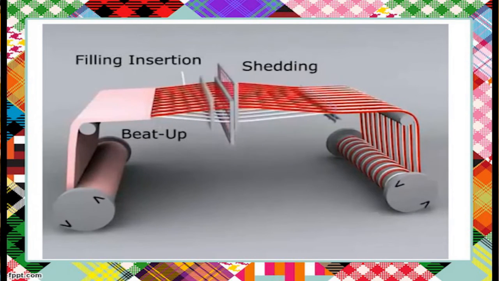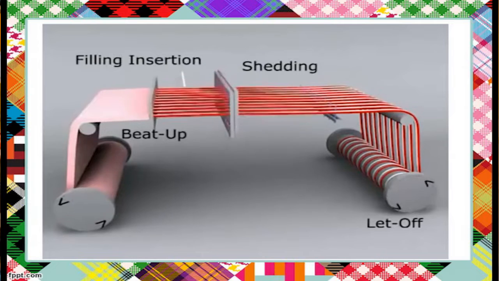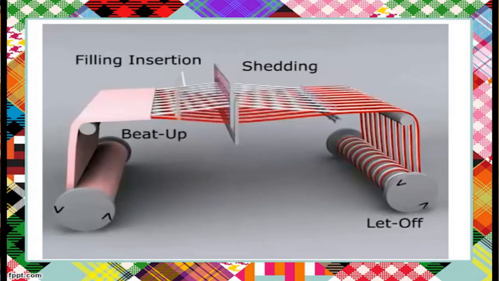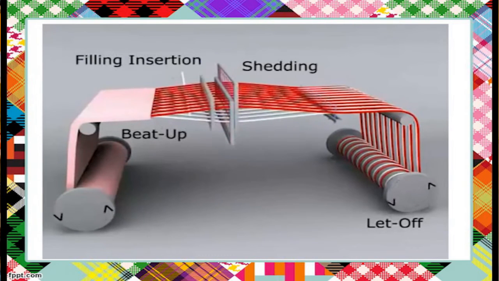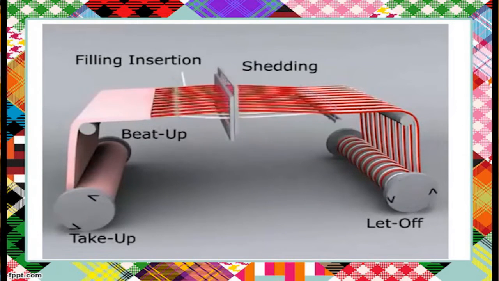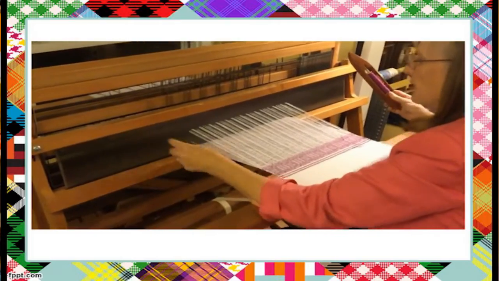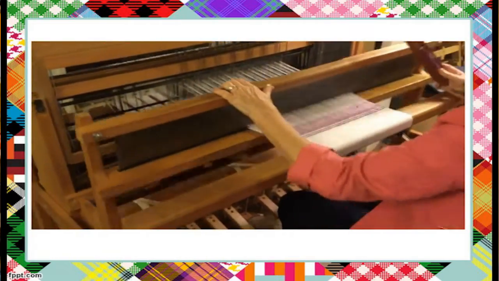Then the secondary motions are carried out at the same time, which are take-up motion and let-off motion. Take-up motion helps to roll the cloth on the cloth roller and to control the pick density of the cloth. Then the let-off motion helps to release yarn at a uniform speed to maintain the warp tension from the weaving beam.